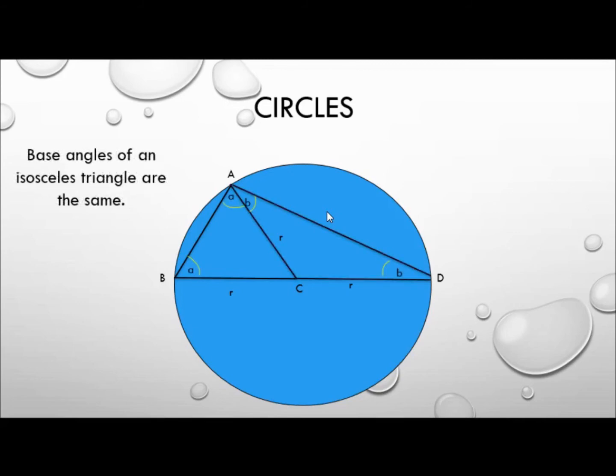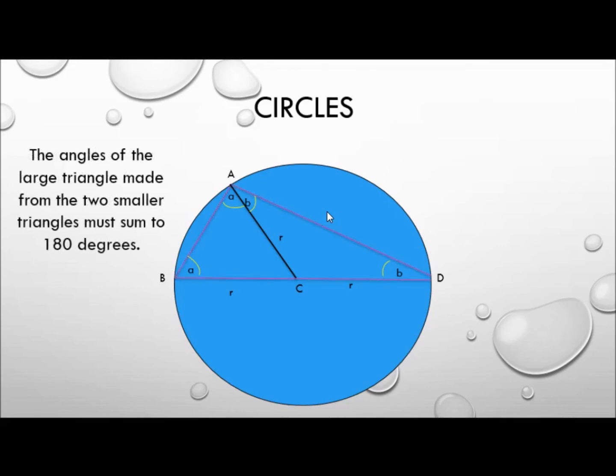Now base angles of an isosceles triangle are the same, that is to say they're congruent. The angles of the large triangle made from the two smaller triangles must sum to 180 degrees, just as the angles in any triangle must sum to 180 degrees. Now if we add these angles, we've got A plus B plus B, which we know must come to the sum of the internal angles of any triangle, which is 180 degrees.